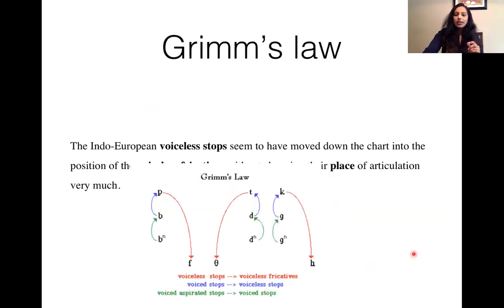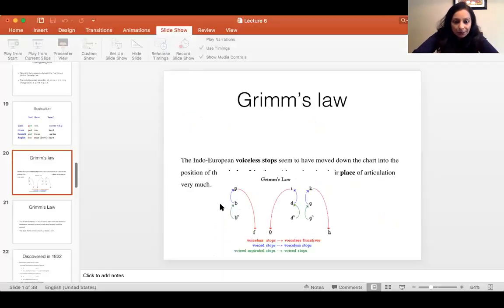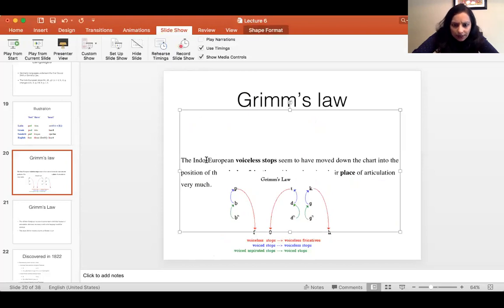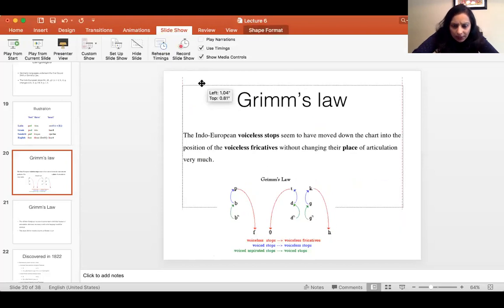So how can we capture this with respect to Grimm's law? I'm just going to do a little bit of alignment.